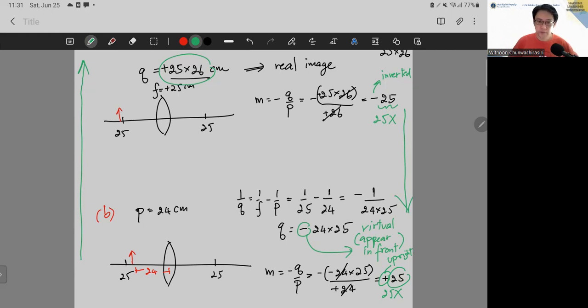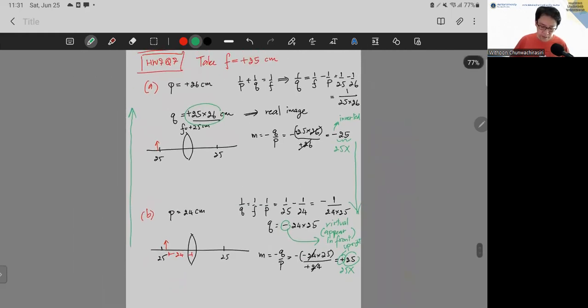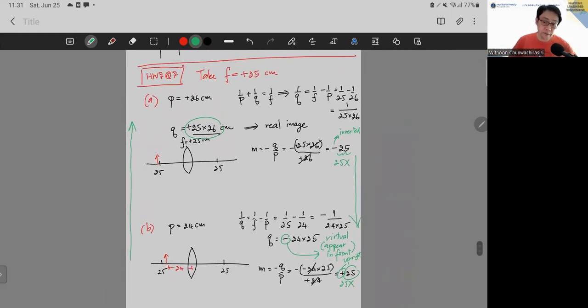Cool. All right. So I think this is a good review of the either mirror or lens equation, right? They use the same form: 1 over P plus 1 over Q equal to 1 over F. Nice. Okay, let's do one more.